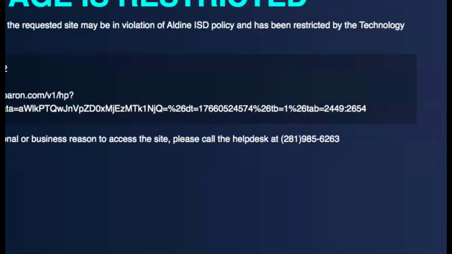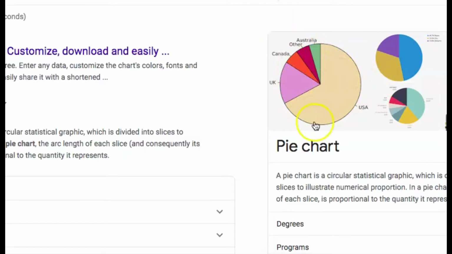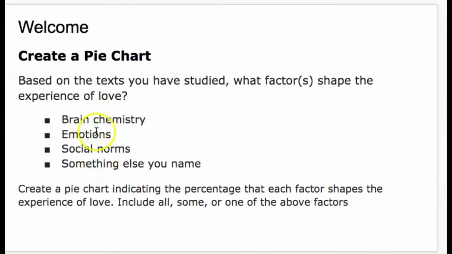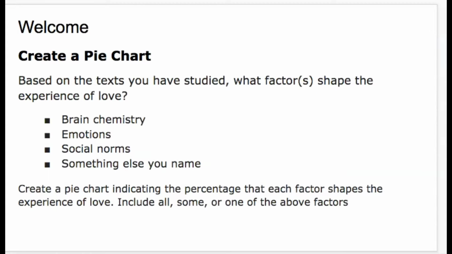Now I'm going to give you guys an example of a pie chart, just in case you don't know how to draw that. This is an example of a pie chart. So you're going to tell me what percentage you think each one of these relates to the experience of love. This is your opinion. For those of you who are at home, you'll draw your pie chart and upload it into the system as we do our assignments. You could take a picture of it and put it inside, or you can create it on the document.